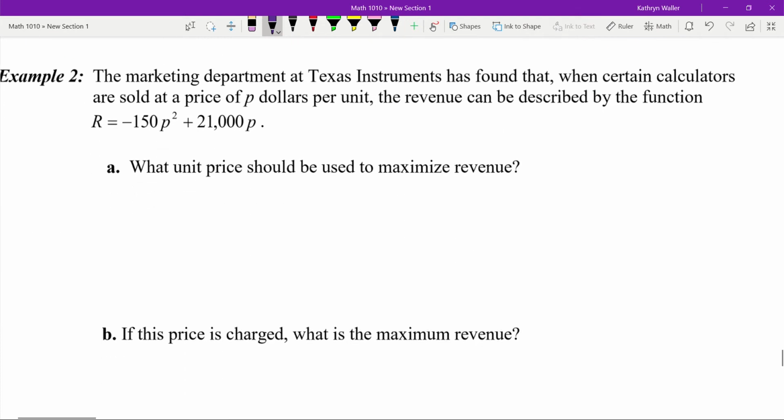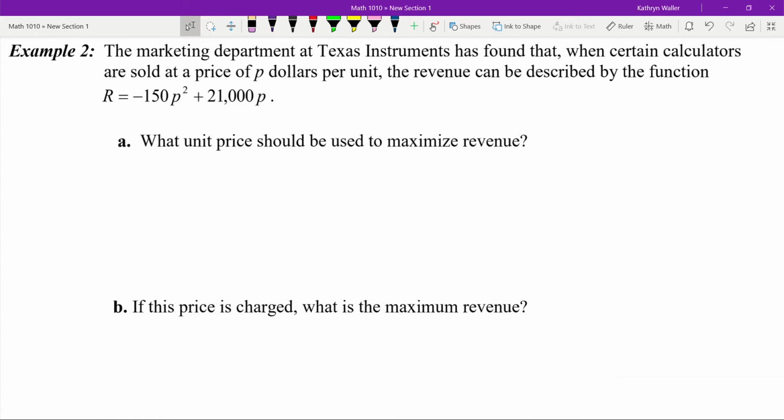Here we go with example 2. The marketing department at TI has found that when certain calculators are sold at a price of P dollars per unit, the revenue can be described by this equation.